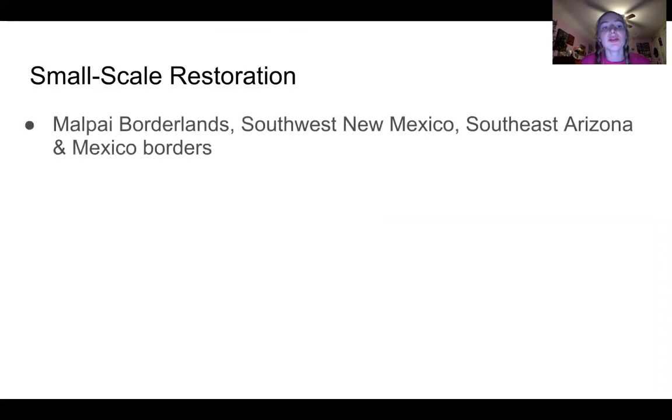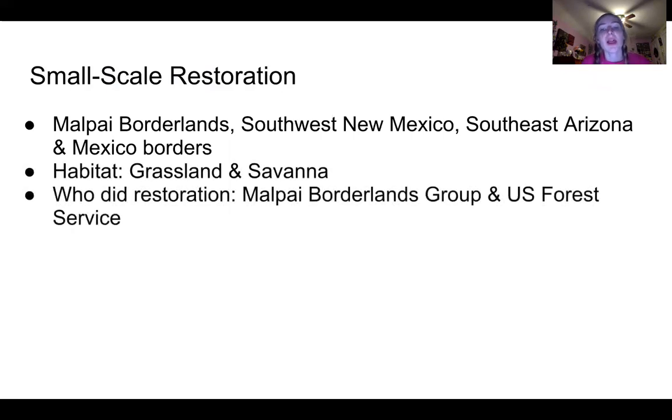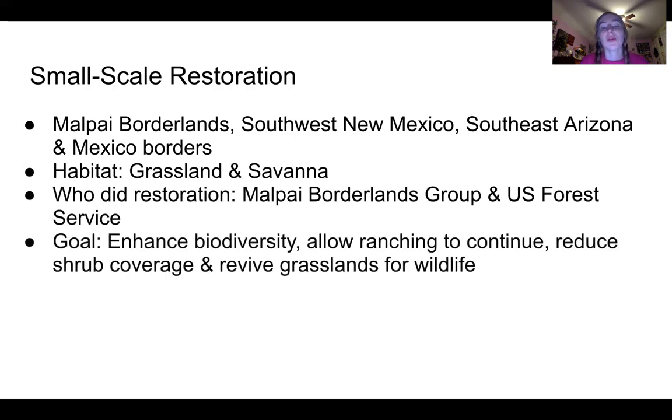A small-scale restoration was the Malapai borderlands in southwest New Mexico, southeast Arizona, and Mexico borders. It is a grassland and savanna habitat. The Malapai Borders Group and U.S. Forest Service took part in the restoration. They wanted to enhance the biodiversity of what lived on that grassland, as well as allow ranching to continue, since that is what those borders are used for sometimes.